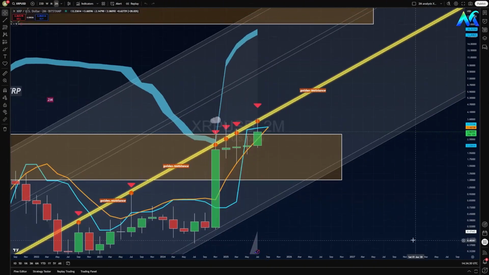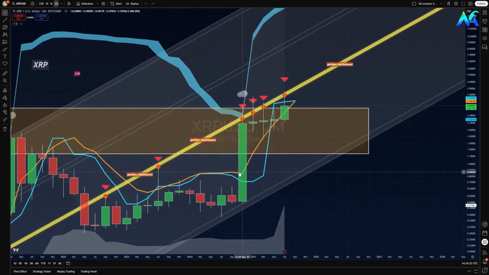And the last thing I want to talk about is the orange line and the blue line. As you know, in the past, the orange line and the blue line were 2 strong resistances. You can see here we touched the orange line and we got rejected by it. And here you see we couldn't go through those lines. But now that we are above them, they became a support, right?